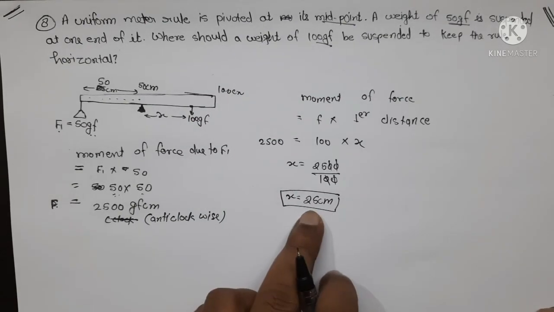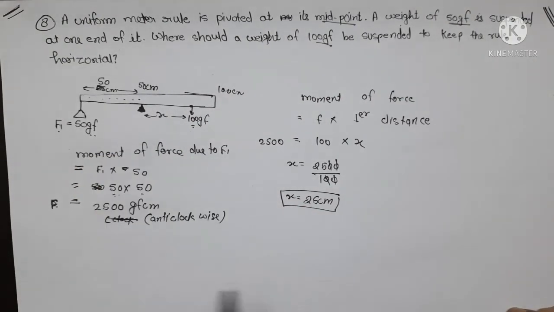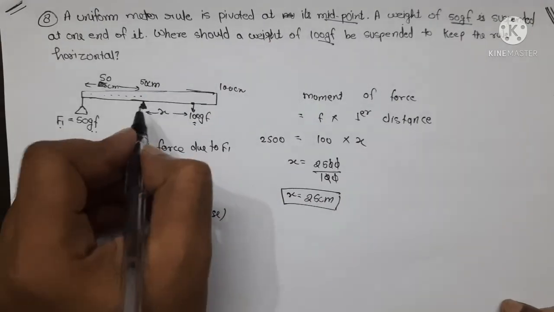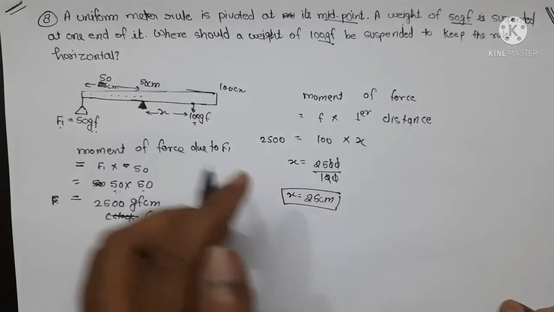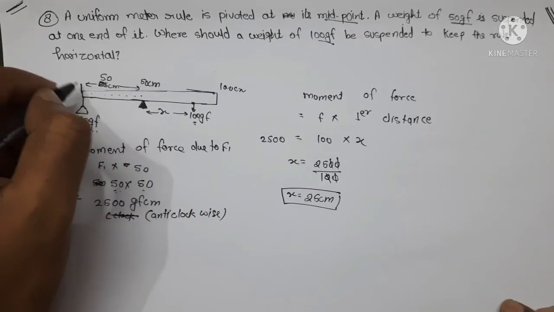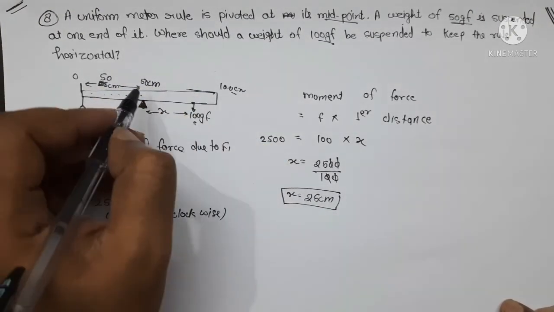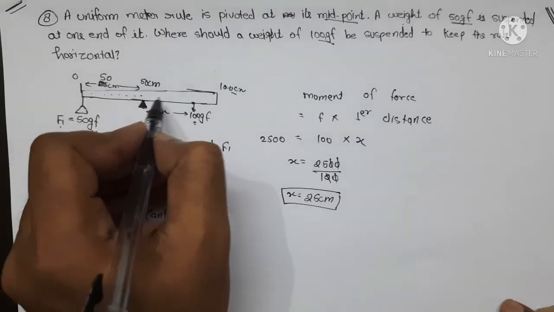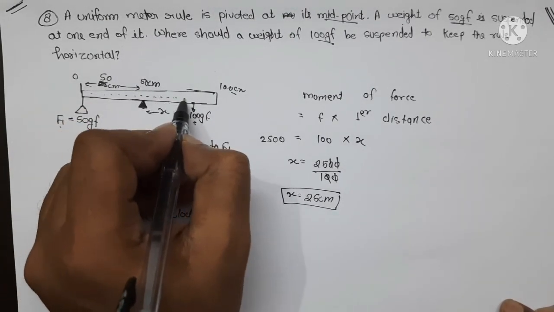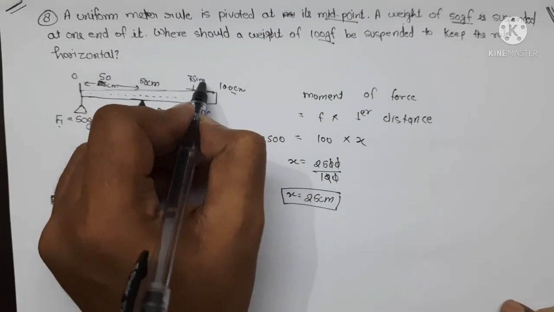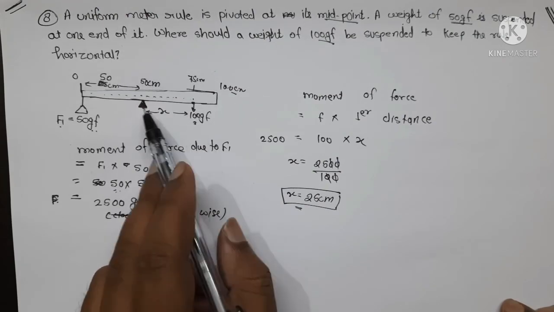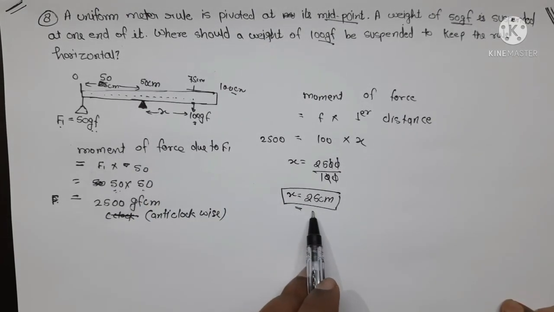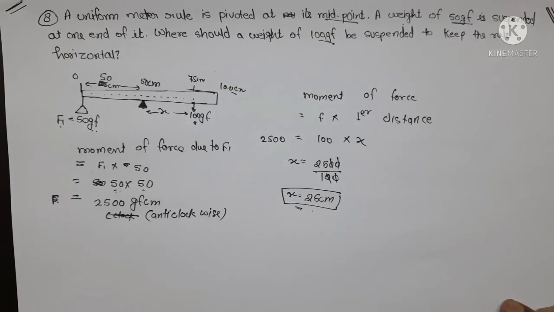So this 25 centimeter is the distance of that second force from this pivoted point, which is exactly the middle. On the meter rule, say this is my 0 mark, this is the 100 centimeter mark, and this is the 50 centimeter mark. From the 50 centimeter mark, it is on the right side, so it will be at 75 centimeter. So what will the answer be? You can write it as the distance of that 100 gram force from the center will be 25 centimeter, or you can say that it is at the 75 centimeter mark on the meter rule.